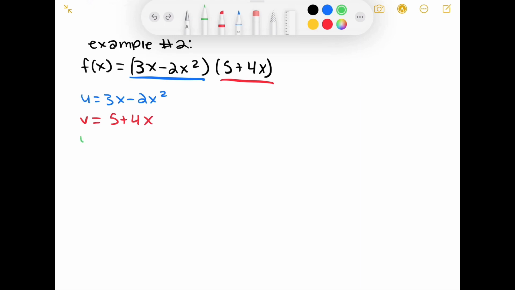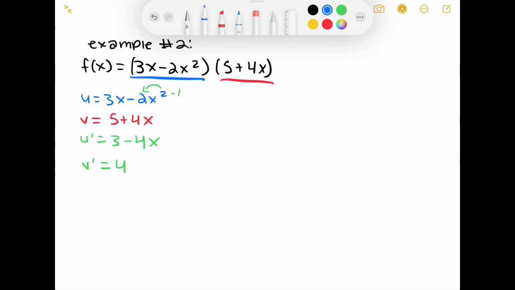Our derivative of u is what we're going to find now. Let me use a different color for that. U prime equals 3 minus, we're going to do the power rule there, and that's going to be minus 4x. Okay, and then we're going to find the derivative of v now. So the derivative of v is just going to be 4. Let me write that down.